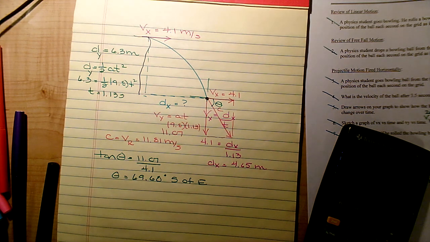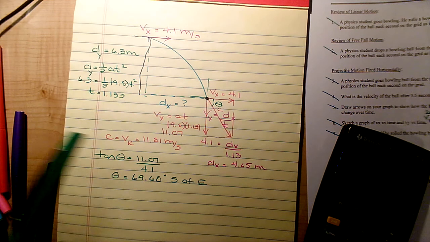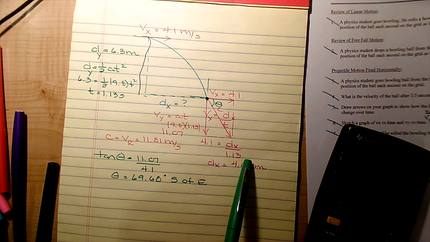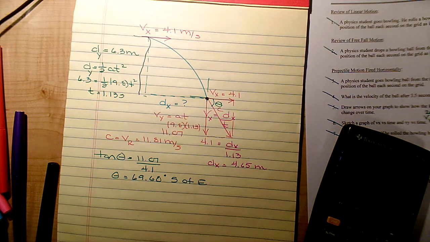Every single problem on the WebAssign that is fired horizontally is done the same way. That's how you get the time. This is how you figure out how far over it goes. And if you need the velocity, you have to figure out the components and do vector addition. I hope that helps get you started, and we will play and practice some more the next time I see you in class.